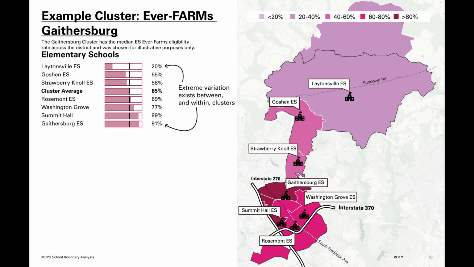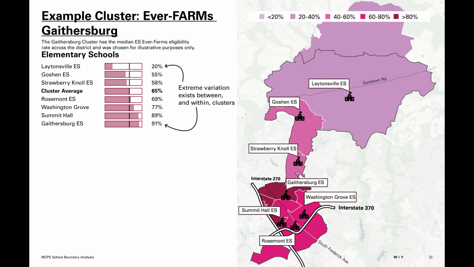Not because we are placing a particular emphasis or focus on this cluster in our final report, but because it serves as a useful demonstrative example to better understand how Fver-FARMS eligibility rates vary across the county. Gaithersburg is a useful example because it demonstrates how Fver-FARMS rates can vary even between schools that are directly adjacent to each other. In Gaithersburg, the cluster average of Fver-FARMS eligibility, which once again is the number of students who have ever been eligible for free and reduced meals, is 65%.